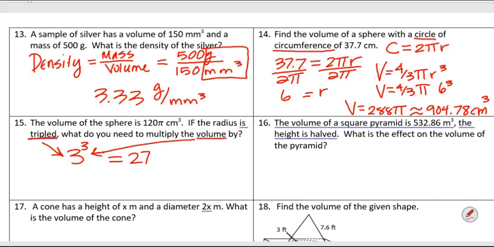Number 16 says the volume of a square pyramid is 532.86 meters cubed. The height is halved. What is the effect on the volume? Okay, so this time notice it's height. It's not the height and the other dimensions. It's just one dimension. So it's 1/2. And again, because it's only one dimension, it's not the height, the width, and the length. It's just the height. So we're going to take that to the first power. So that would still be 1/2. So that means it would have become half the size it originally was.